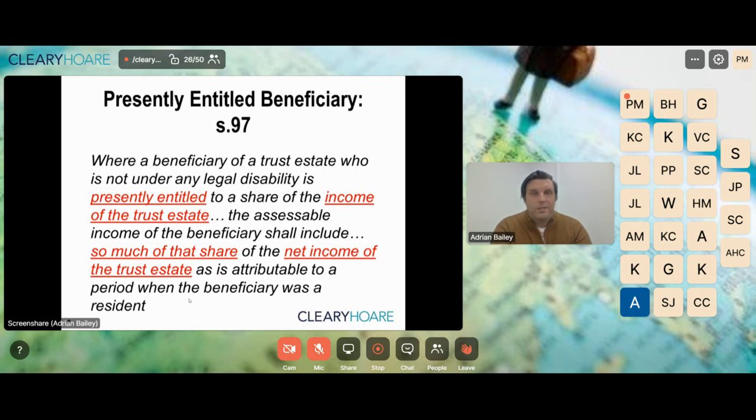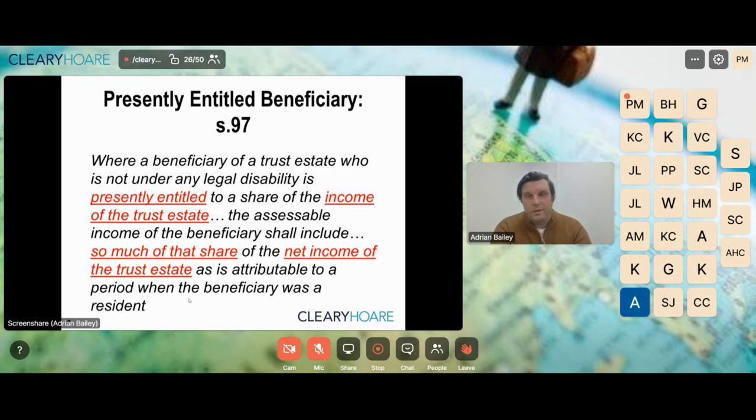And so Section 97 says that where a beneficiary of a trust estate who is not under any legal disability is presently entitled to a share of the income of the trust estate, and there's some further sections there which we've cut out for brevity, believe it or not, the assessable income of the beneficiary shall include so much of that share of the net income of the trust estate as is attributable to a period when the beneficiary was a resident.